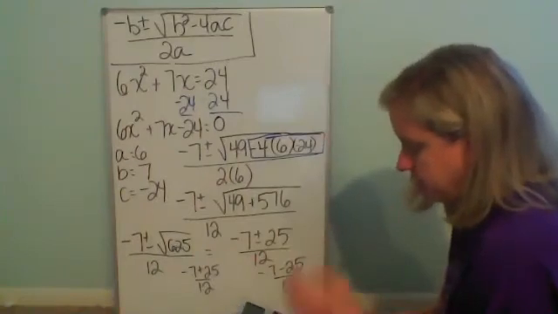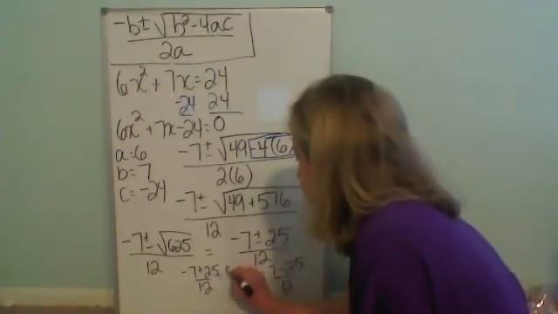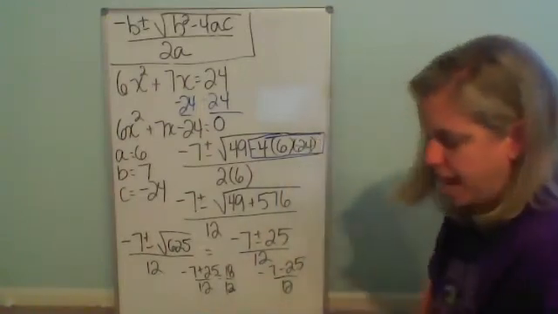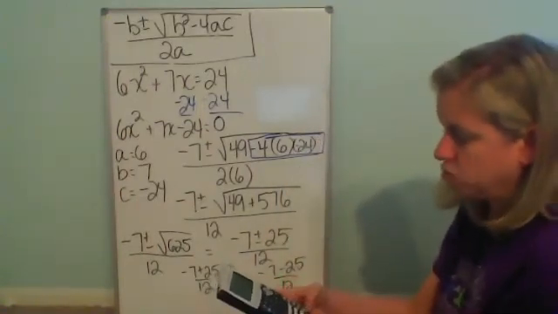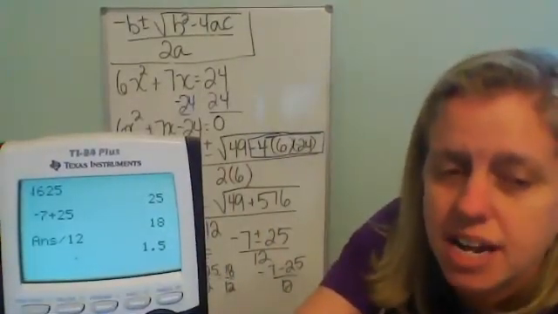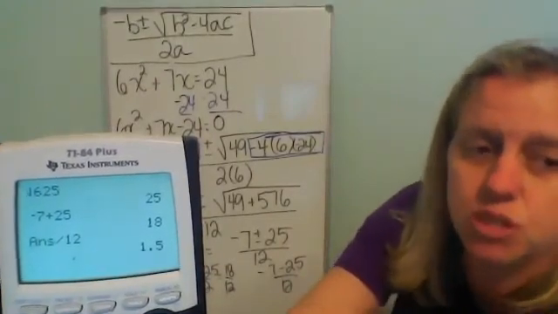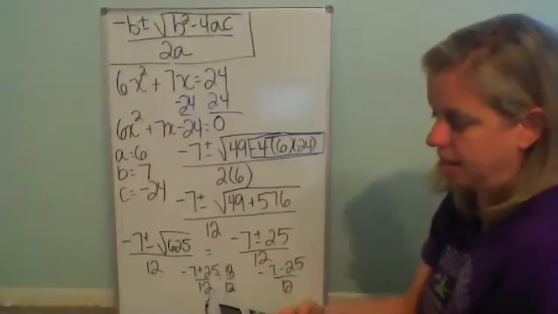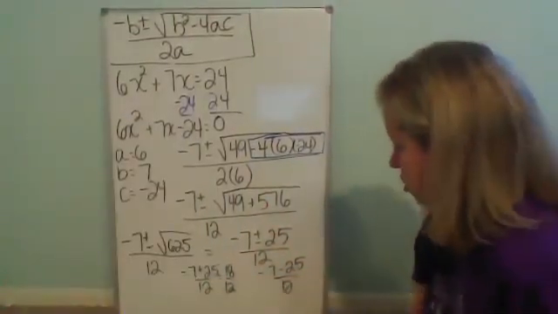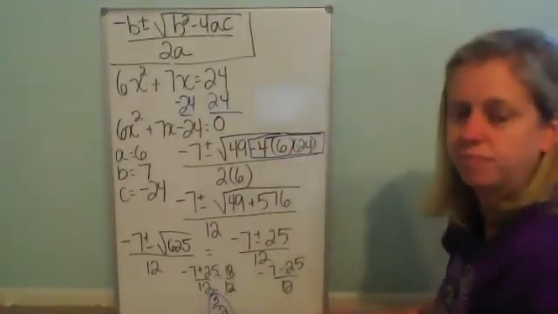So -7 plus 25 gives me 18, and it's over 12 still. So let's see, 18 divided by 12 gives me a decimal, right? It's not going to let me type it in as a decimal, so you math enter that to see that you get 3 over 2. So this reduces to 3 over 2. So there's one answer.